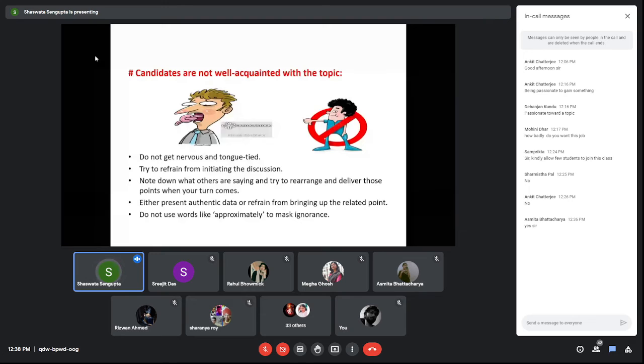candidates often cook up facts. They make up facts from their own mind. They make up data from their own mind and they put that data. But please don't do that, because if there is someone in the interview panel who really knows a lot about the topic, then that person might very well take you to task for being dishonest.